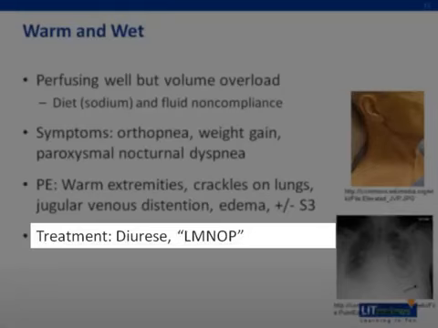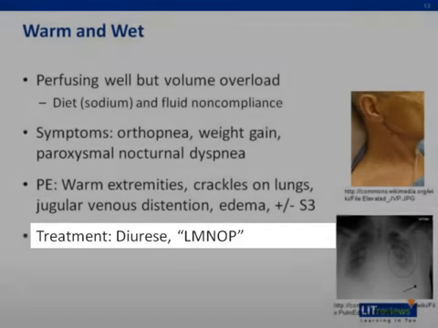N stands for nitrates, such as nitroglycerin, which causes primary venous dilation and decreases preload of the heart, which helps reduce the volume of blood that the heart is forced to pump against. O is for oxygen, used for patients who are hypoxic. If patients are severely hypoxic, then positive pressure ventilation, such as BiPAP, has been shown to be effective. And finally, P is for position, since these patients are more comfortable with their head upright, so the head of the bed should be at least 30 degrees upward.